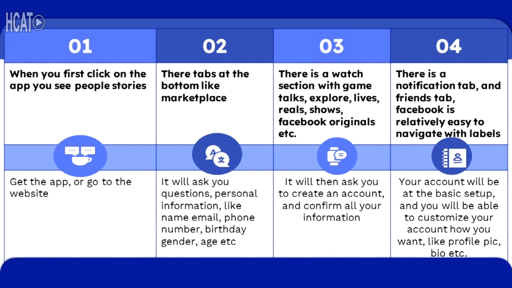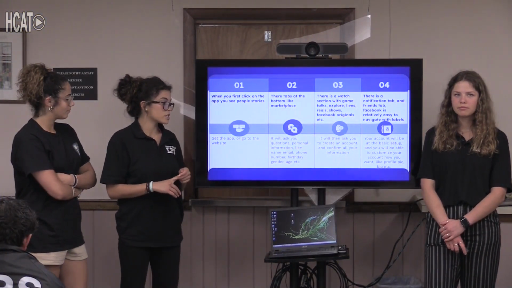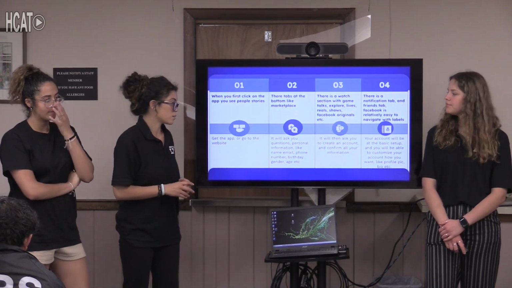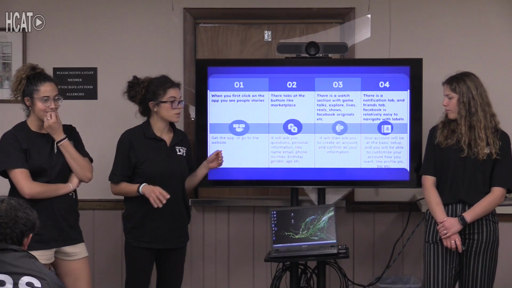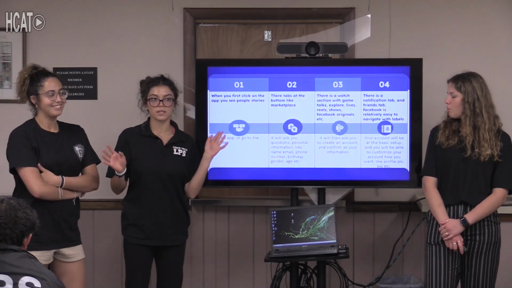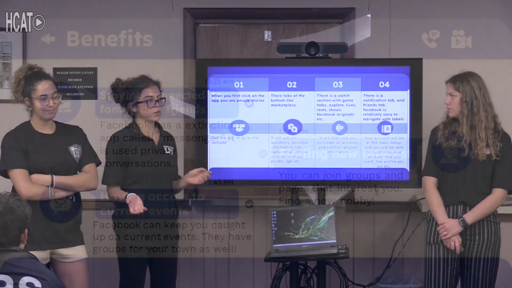Okay, so how to get the app. You can either go to the website or your app store. It will ask you for personal information like your age, your name, your email, your phone number, etc. It will then ask you to create an account with all the information that you just put in, and then it will lead you to a blank account where you can customize it with a profile picture, your bio, anything you want to put.